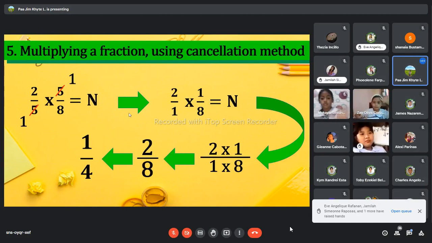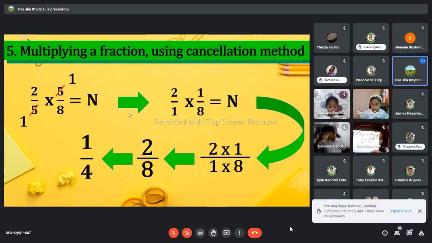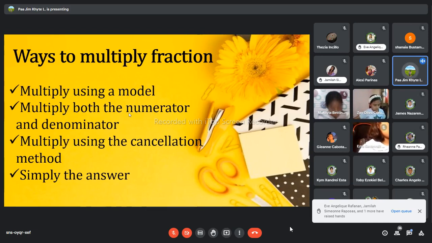Raise your hands. Very good. You are doing great. So there are ways to multiply a fraction. First is multiply using a model. Second, by multiplying both the numerators and both the denominators. And third is multiplying using the cancellation method. And of course, don't forget to always simplify your answer if possible.